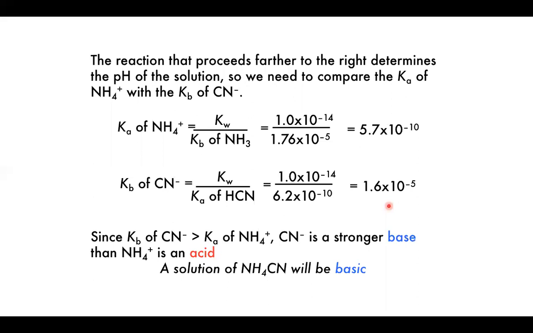Since Kb of cyanide is greater than Ka of ammonium, cyanide is a stronger base than ammonium is an acid, and so the solution of ammonium cyanide will be basic.